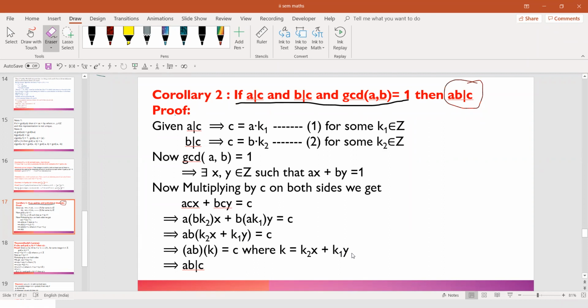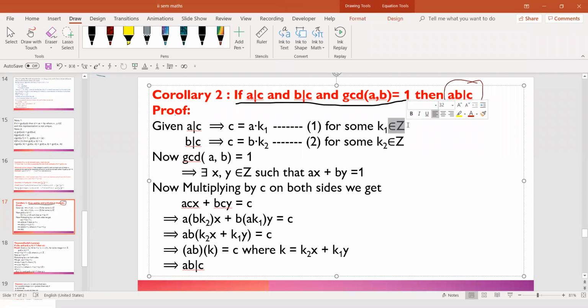Here it is very important to say that. This is very important, which I forgot to write: this is an integer. Okay. This is an integer. So now we have got C equal to AB into some integer. So I can rightly say AB divides C.